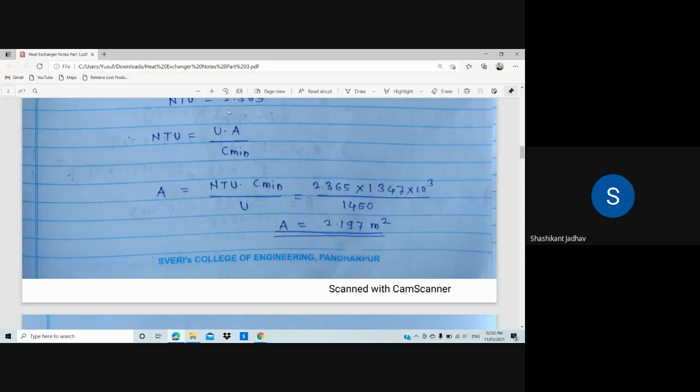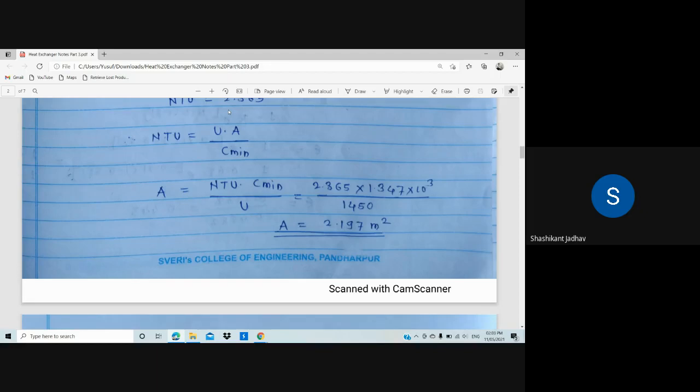Okay, so this is the way, by using that we have to calculate the surface area of that particular heat exchanger. Surface area for that particular heat exchanger. Okay, so this is the first problem related to the effectiveness and NTU method.